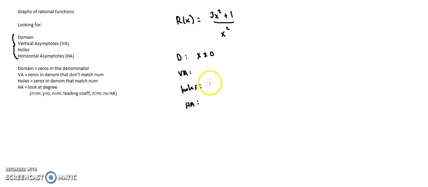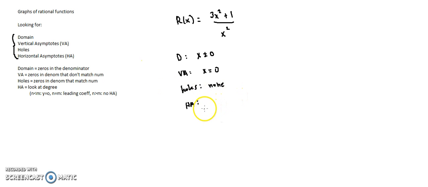Okay, so vertical asymptotes and holes, we're looking for factors in the denominator that match the numerator. Remember, they have to match exactly. So we'd have to have an x that's by itself for this factor to match. The factor on top is 3x squared plus 1, so that does not match. So our zeros in the denominator do not match the numerator. They're going to be vertical asymptotes. And that means, again, we do not have any holes. And that's okay, that happens sometimes.